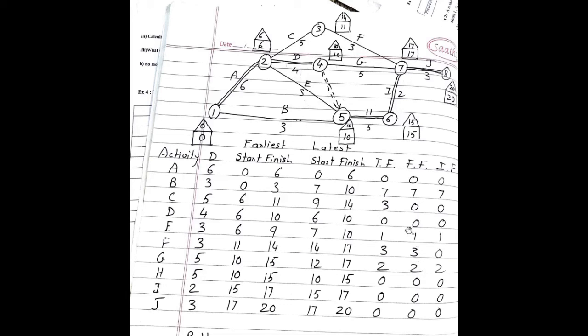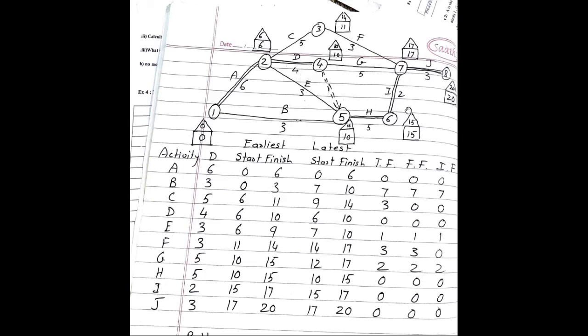For activity E. This is activity E. So 10 minus 6 becomes 4. 4 minus 3 becomes 1. So for activity E, free float is 1. You can go for activity F. This is activity F. 17 minus 11 becomes 6. 6 minus 3 is 3. So for F activity, the free float is 3.